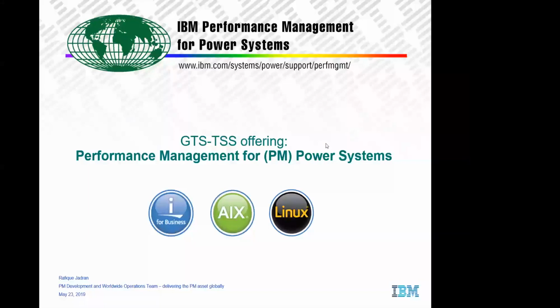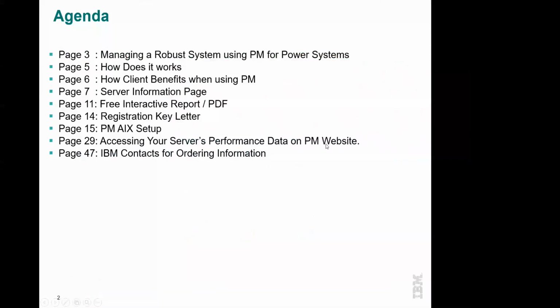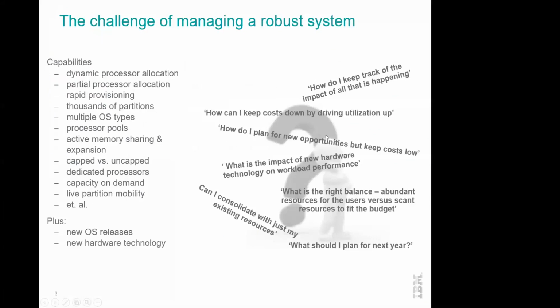Going forward, today's agenda is mapping a robust system using PM for Power Systems, how it works, and how the client benefits when using PM. Then the server information page, page 7 to page 14, which is common for almost IBM i, AIX, and Linux. Then how to do the setup on AIX, and then how you can access the performance data using this tool. In today's world, the question arises in the minds of many clients and companies: how to keep track of the impact of everything that's happening.